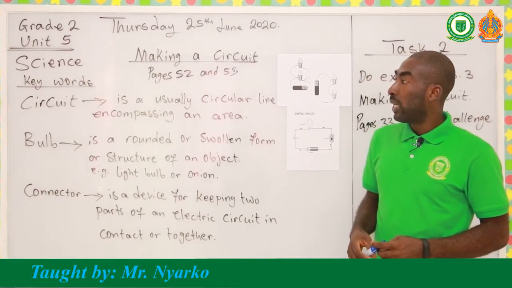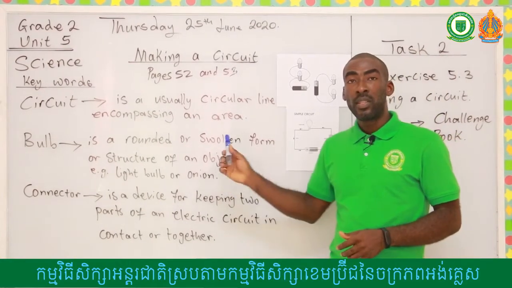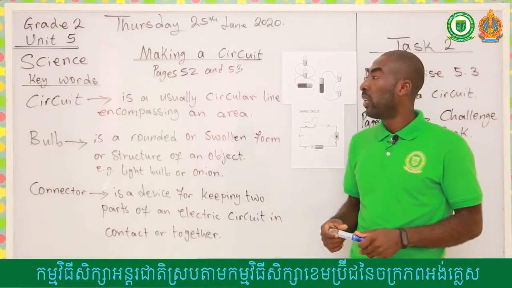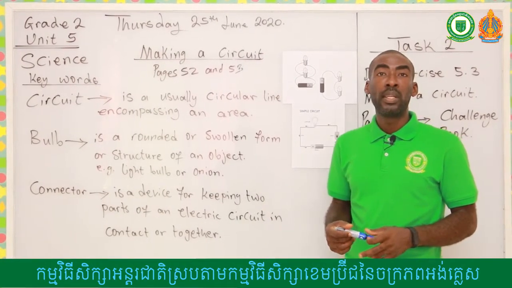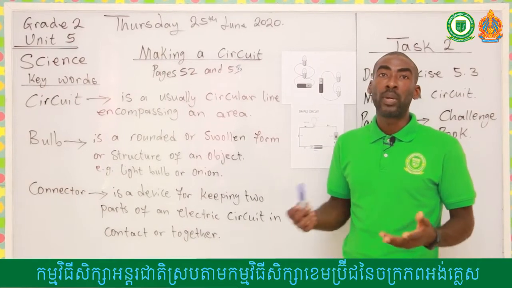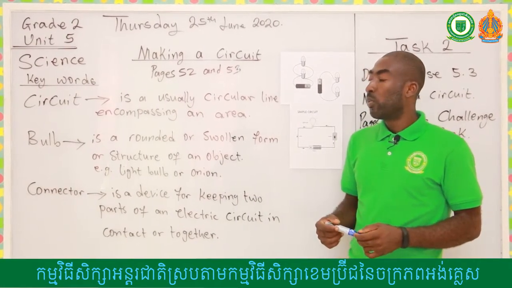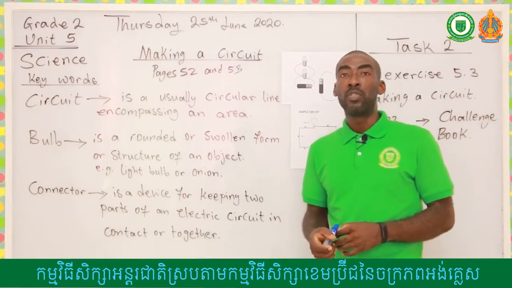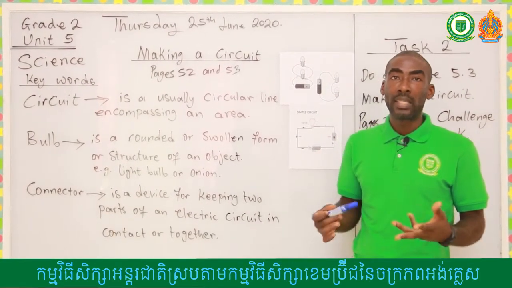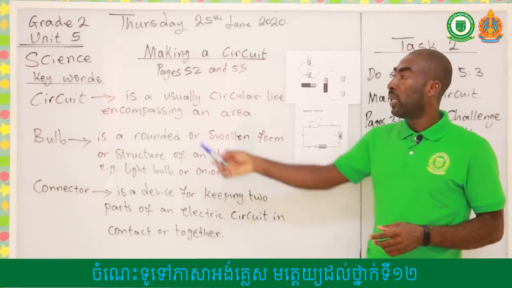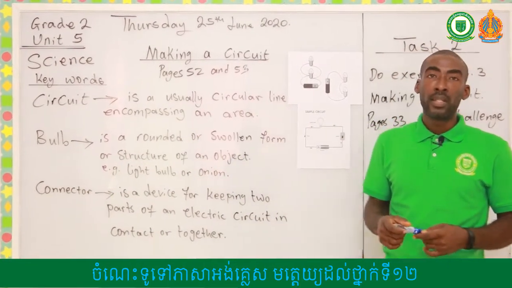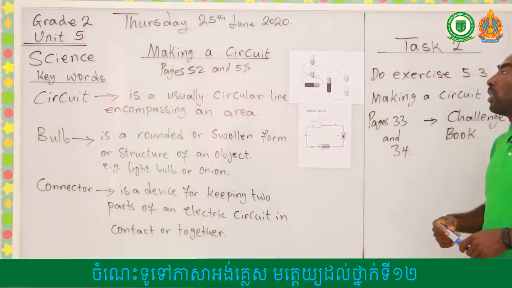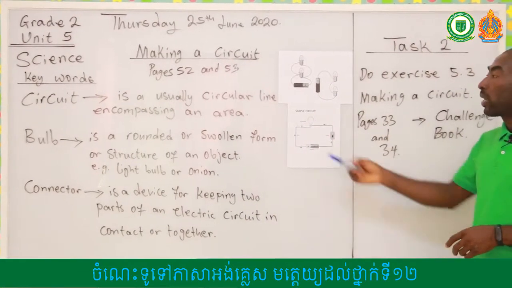Our lesson is making circuits from pages 52 and 53, okay? So we learned some keywords about making circuits. We have to understand the word circuit itself. And then in circuits we need a light bulb, so we need to understand what a bulb is. Also we need cables or wires to complete our circuit, so we have to also understand what a connector is. So there's a connector, there is a bulb, and then there is a circuit that we need to know. This image is the image of a circuit that is a working circuit.